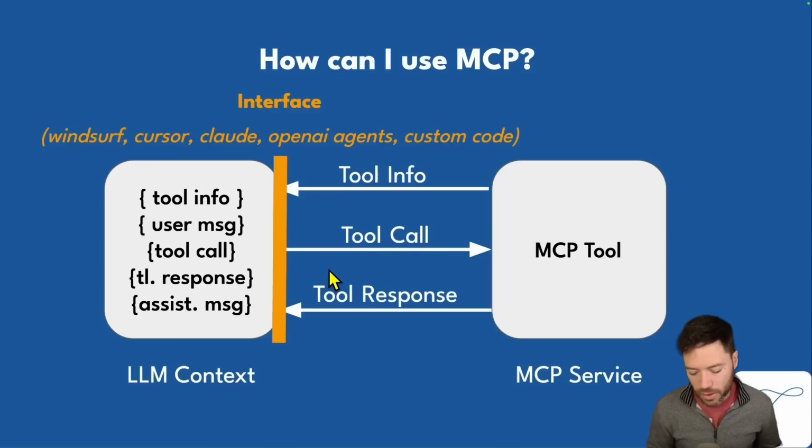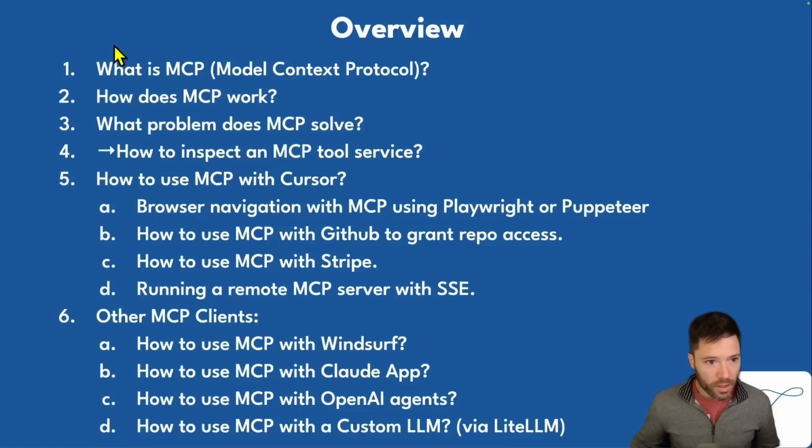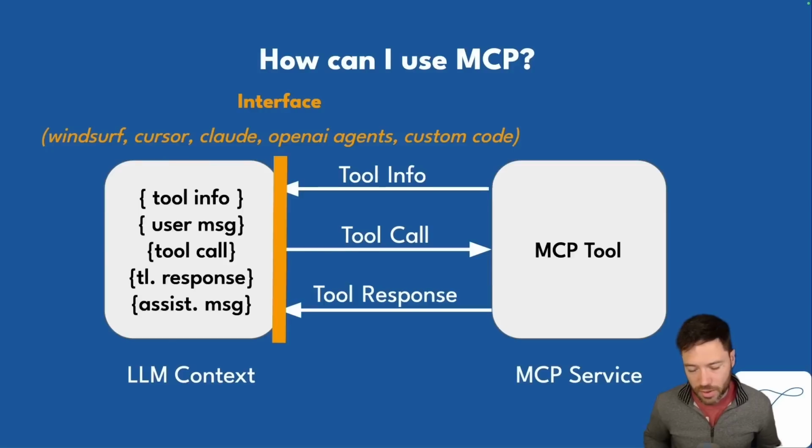I will show you how to do it using LiteLLM, which will wrap any LLM. But then I'll write the code that allows me to pass through the tool info, the tool calls, and the tool response here. So next, I'm going to show you how to inspect some of these tool services, for example, a GitHub service or a LinkedIn service or a Stripe service.